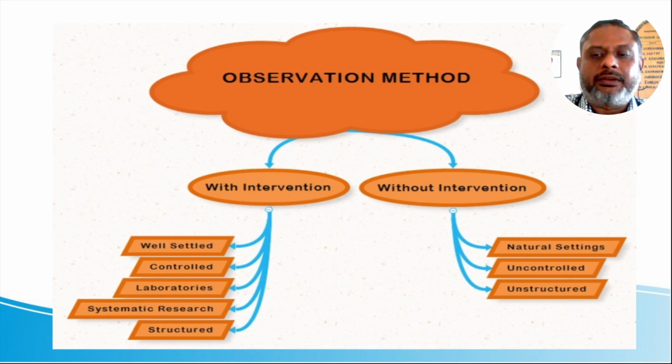On the other side, without intervention, that's a normal natural setting. The activities go on at their own natural pace, in their own natural way, and nobody is controlling it. So it's done uncontrolled, and there is nothing to structure here. There's no intervention by the observer, therefore no structure is defined. Whatever is going on, the observer will just observe it and make note of it. So those are the two major ways of observation.